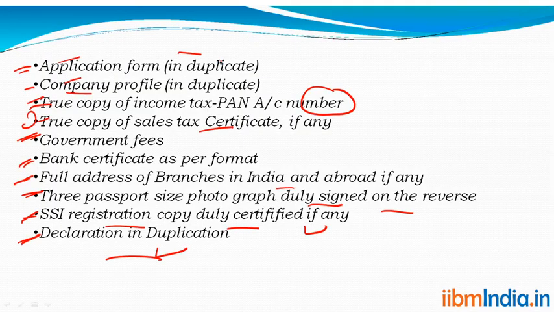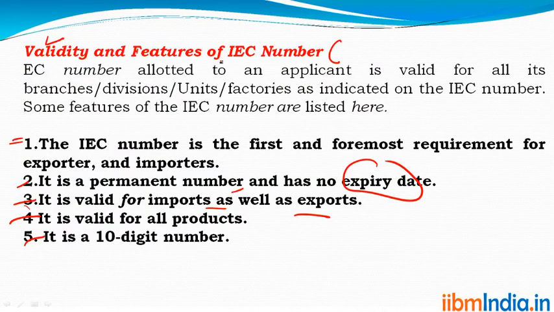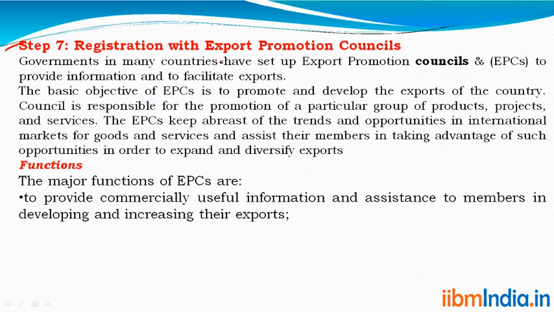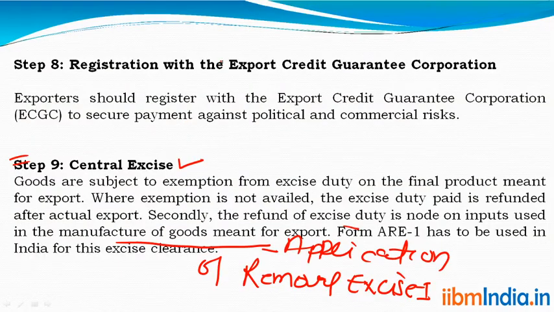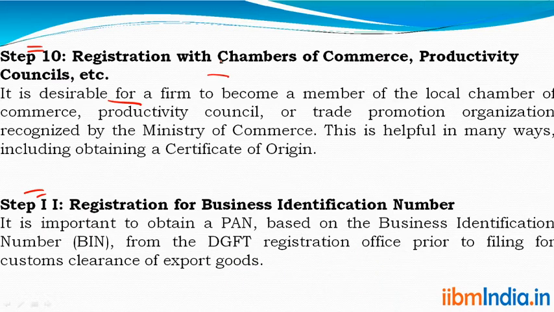Then obtaining the IEC number. These are the main documents for applying for the IEC number. I have told you the validity and features of the IEC number. Registration with the export promotion councils: I have told you in detail the benefits and functions of export promotion councils. Registration cum membership certificate. Registration with the Export Credit Guarantee Corporation: if you want to minimize your risk, then you have to be registered with it. Central Excise. Registration with the Chamber of Commerce, Productivity Councils. Registration for BIN, Business Identification Number, from the DGFT.